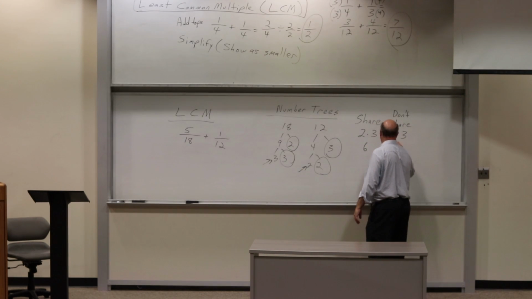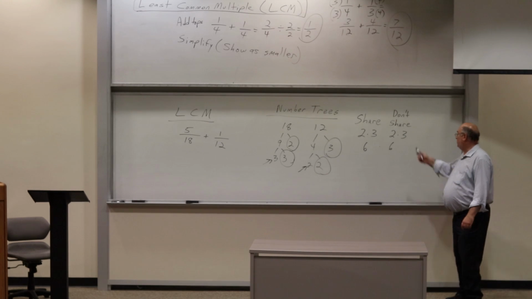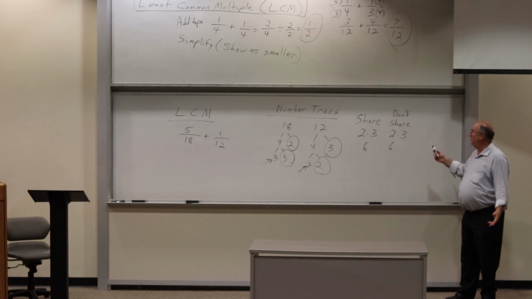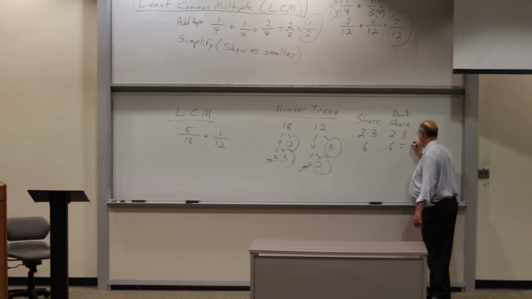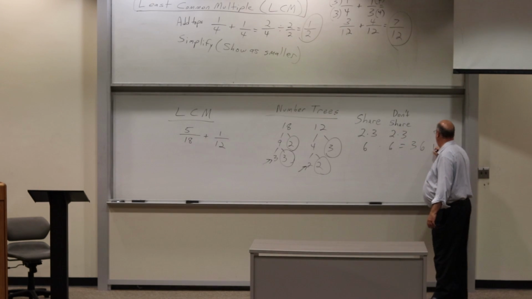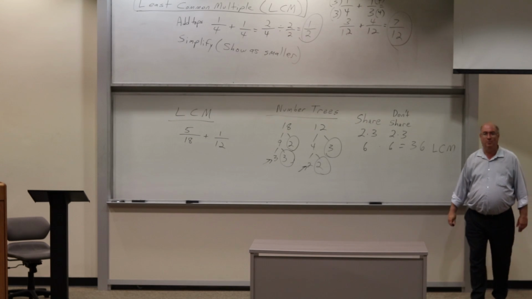Okay. Easy enough. Shared 2 times 3 is 6. Shared, not shared, or don't share, 2 times 3 is 6. Multiplying, we get 36. 36 is our least common multiple.